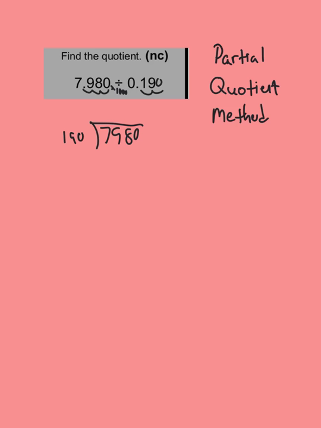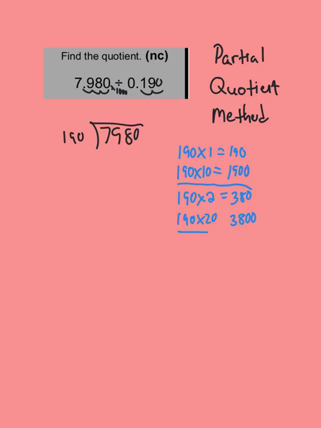So here's what I know. I know that 190 times 1 is 190. So 190 times 10 is just add a 0 to 190 is 1,900. I can do this with 190 times 2 is 380. 190 times 20 is 3,800. Okay?